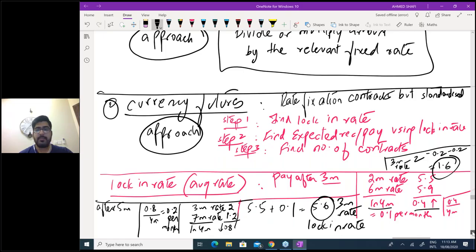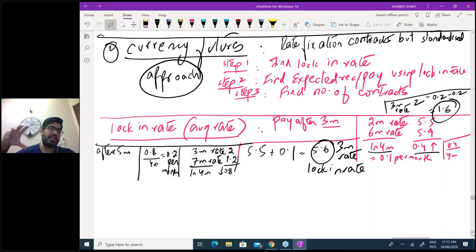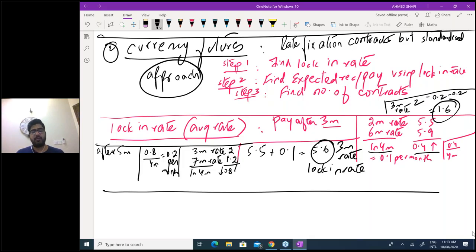So we can't eliminate currency risk. We can only minimize it. So how to minimize or deal with currency risk? There are some risk management techniques, the hedging techniques: forwards, futures, and options. I told you what a forward exchange contract is. It's just a rate fixation contract. And the approach of dealing with a forward exchange contract is a very simple one: you just have to divide or multiply the transaction amount with the relevant fixed rate. So it's a very low mark question, the forward exchange contract question.